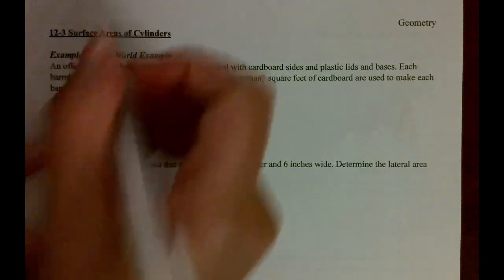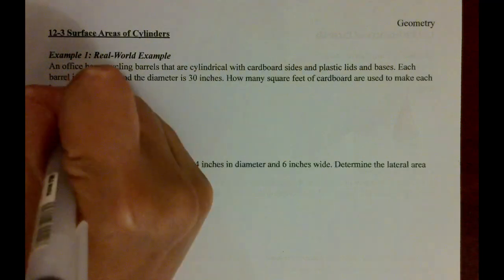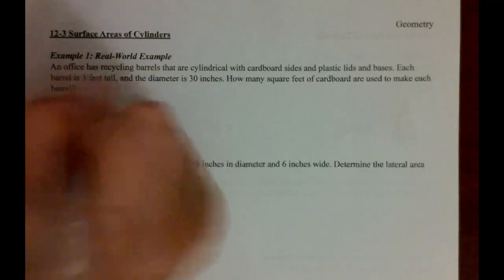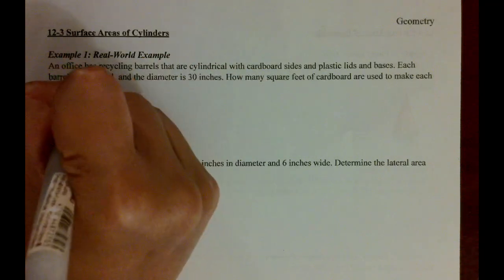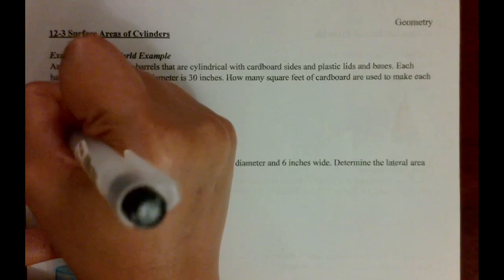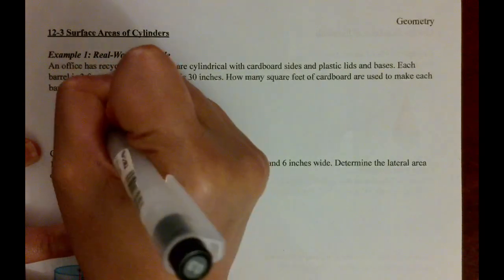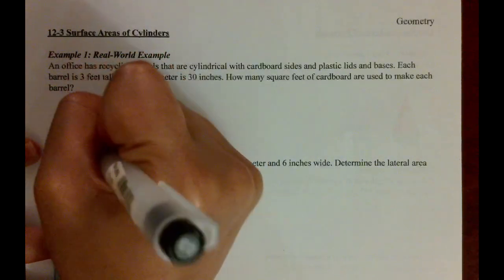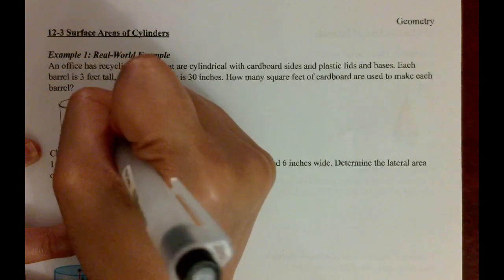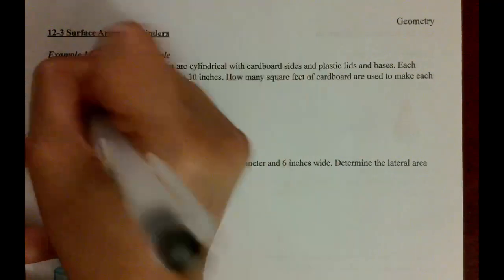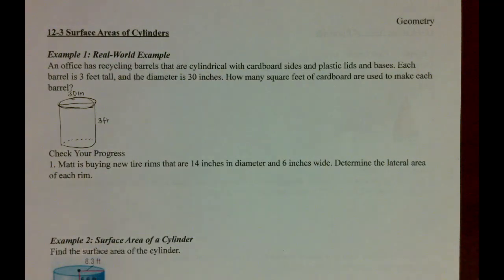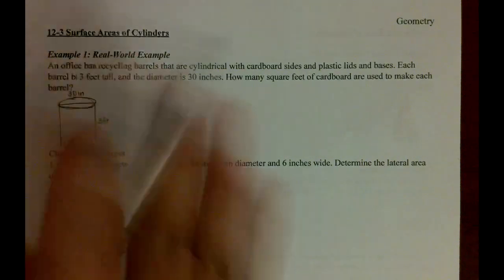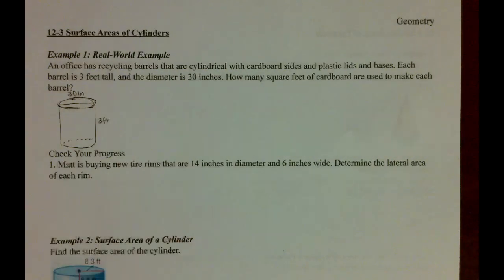So just so we could visualize it a little, here's my cylinder, not to scale. Okay, this is 3 feet tall, and the diameter, so here to here, is 30 inches. Okay, we want to know how many square feet of cardboard are used. And so since cardboard is just the wraparound, right, it doesn't include this top or the bottom, we are looking for the lateral area of a cylinder.